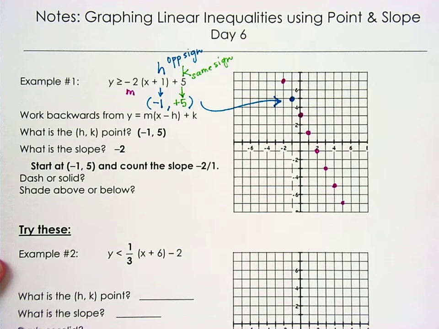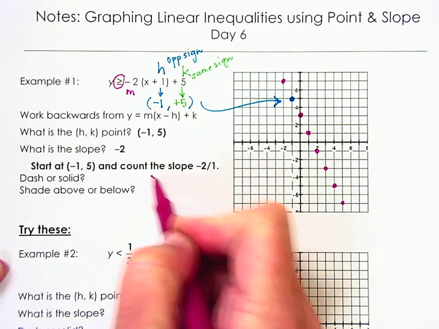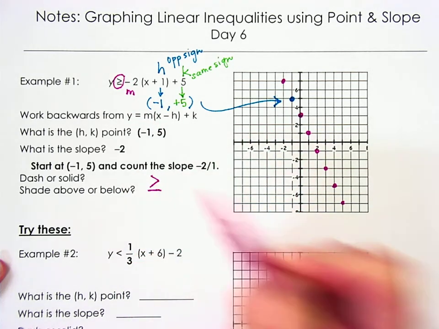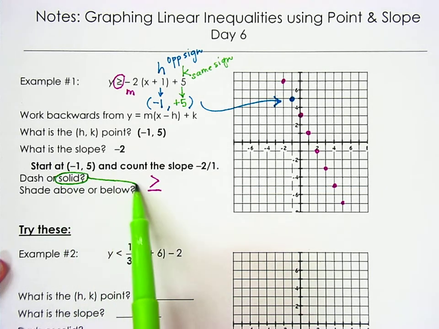So if this was just an equation, I'm basically done. That's how easy this is. I would just connect the dots and be done. Since this is an inequality, I need to check my inequality sign up here, which is greater than or equal to. And I'm going to make some decisions about this. Is this line going to be a dashed or solid line? Looking here, it's going to be solid because of the equal to on that inequality.